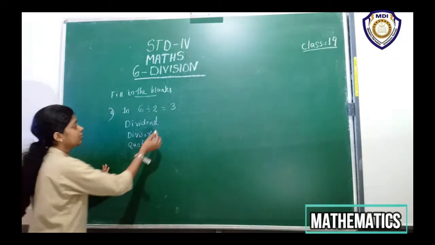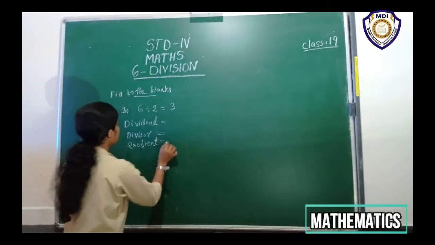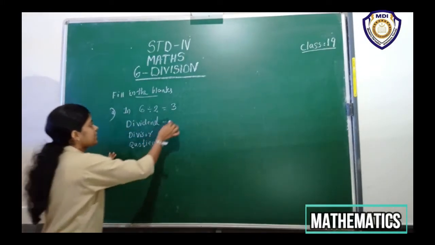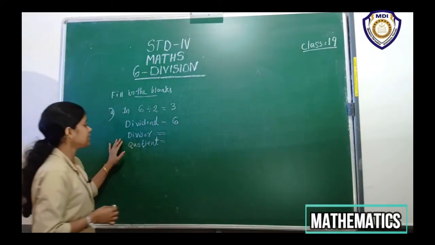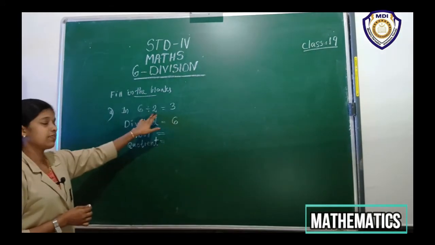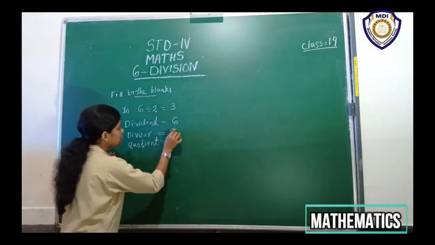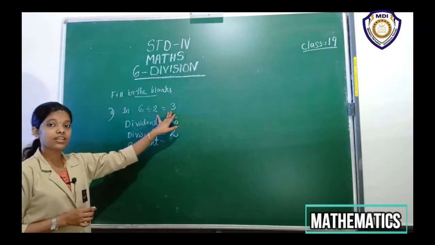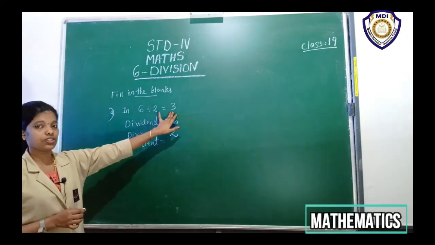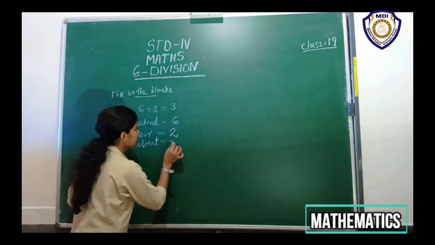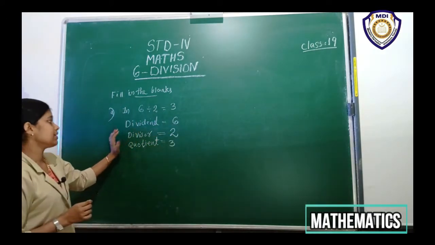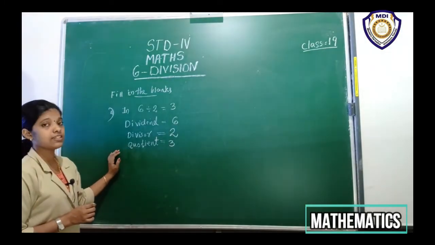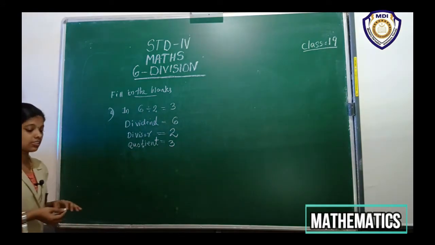Okay, all of you listen here. Dividend is 6. Then divisor is 2 and quotient is, we get the answer, 3. 3 is the quotient. Quotient is 3. Dividend is 6. Divisor is 2. Quotient is 3. Okay. Write it. Write in your text.